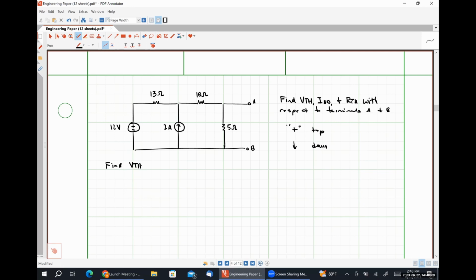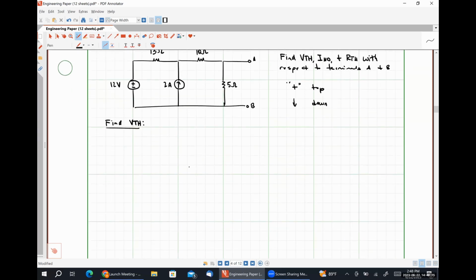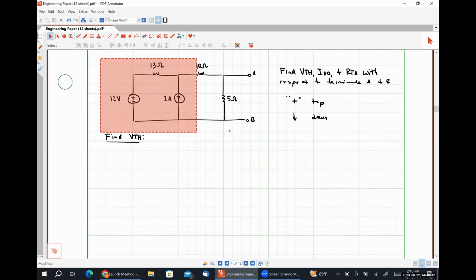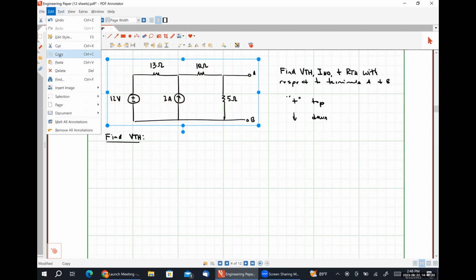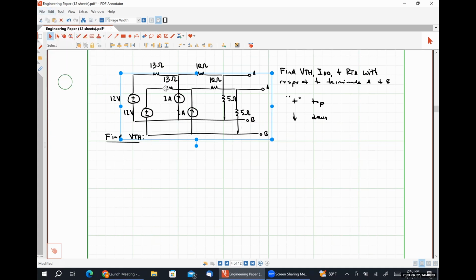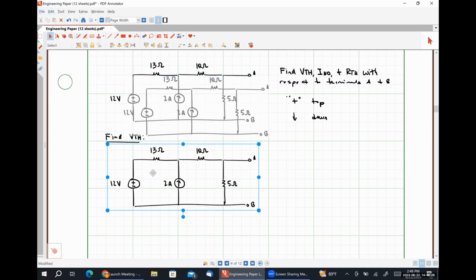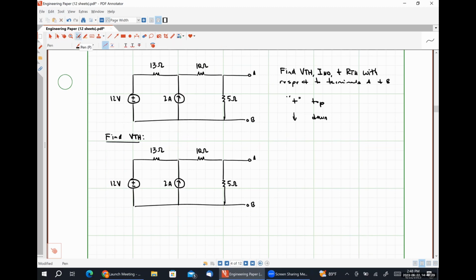So let's find VTH first. Since I already have an open circuited set of terminals, I'm literally just looking for this voltage, which is going to be the same thing as the voltage drop across the 5 ohm resistor. Looking at this circuit, I'm going to either do nodal or mesh here. I'm going to choose to do nodal analysis so that we can solve for VTH directly.